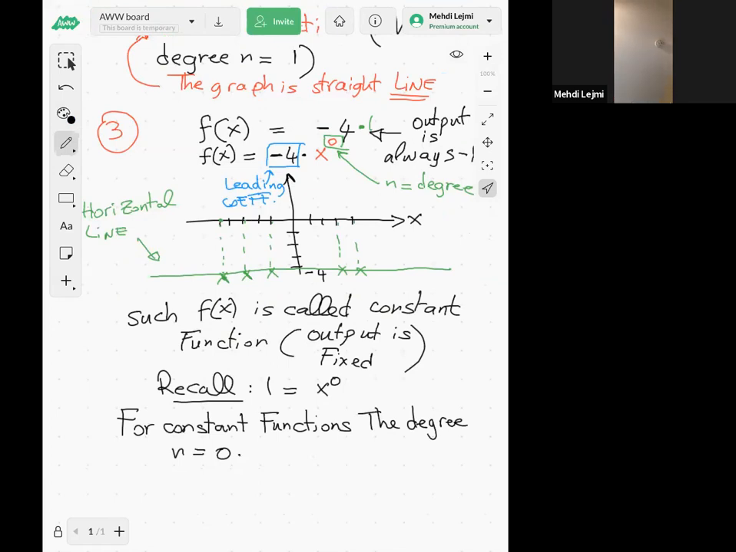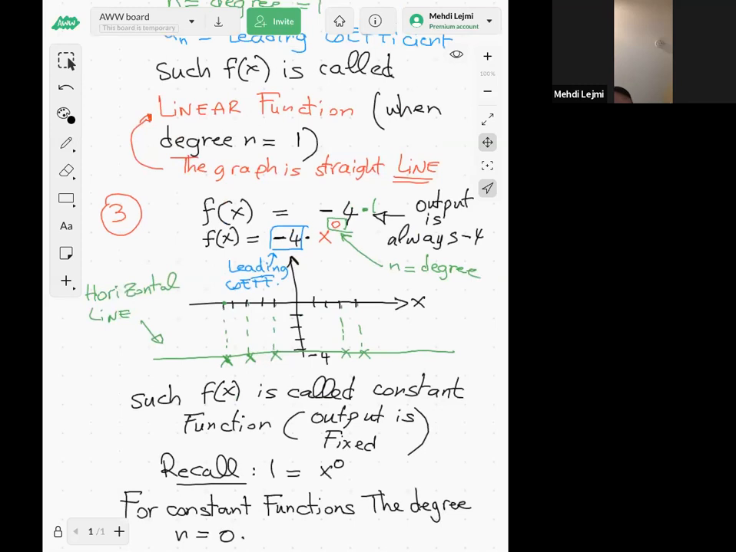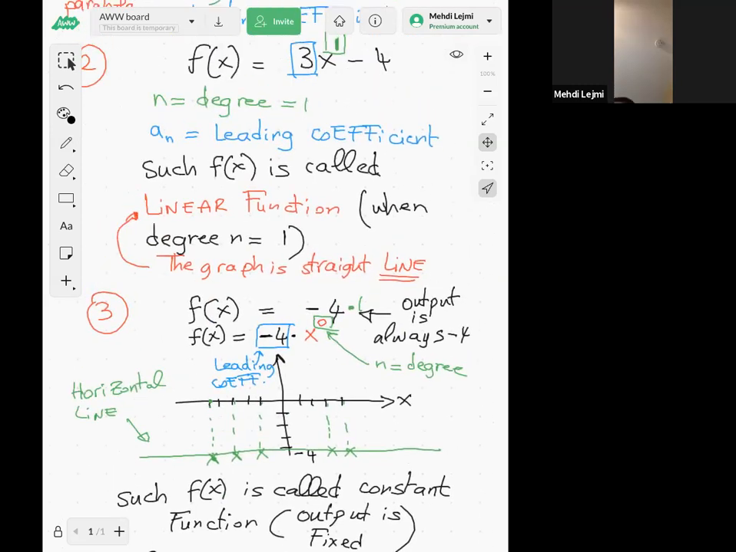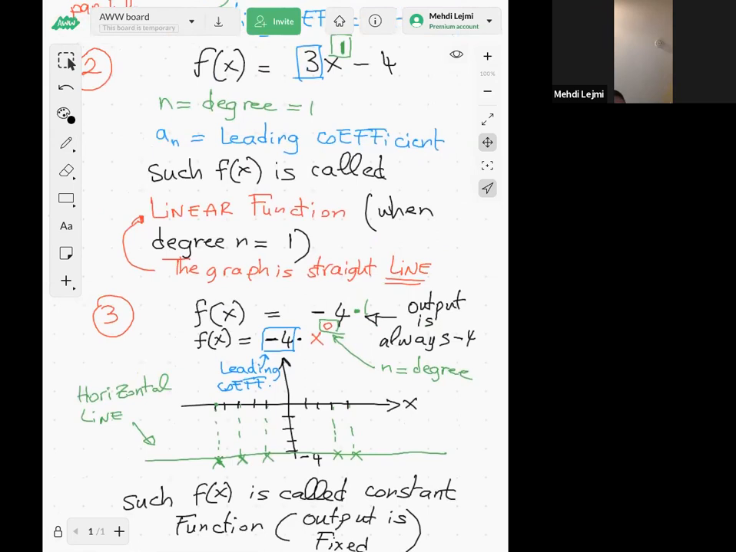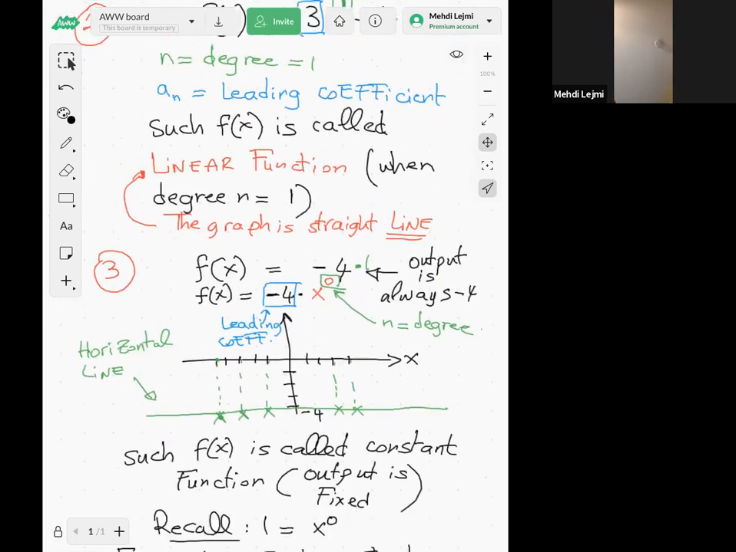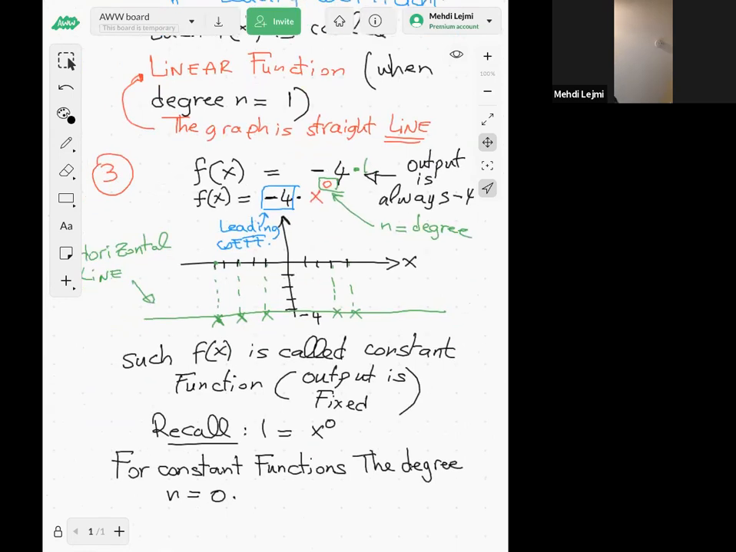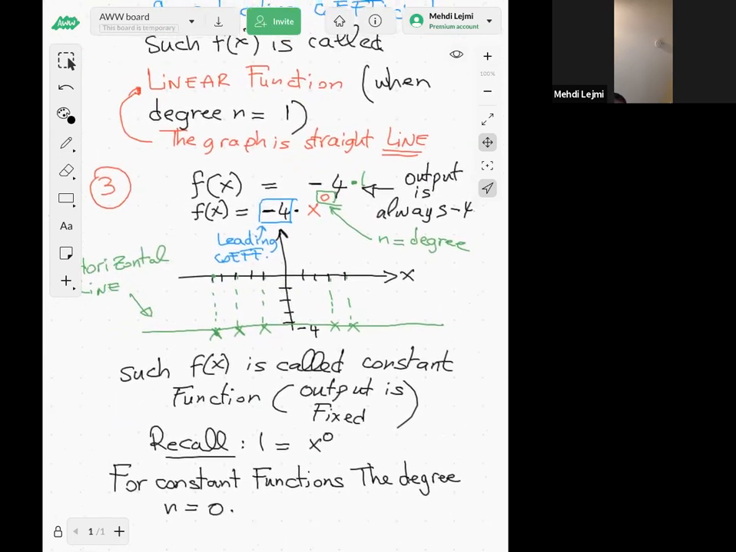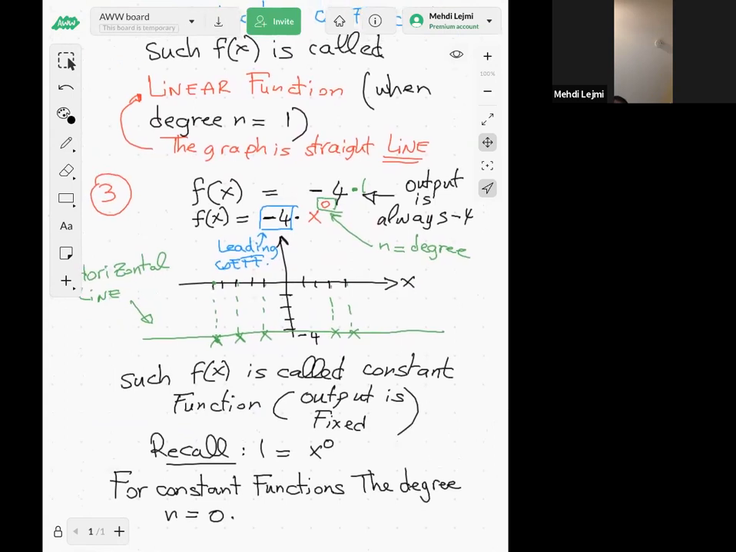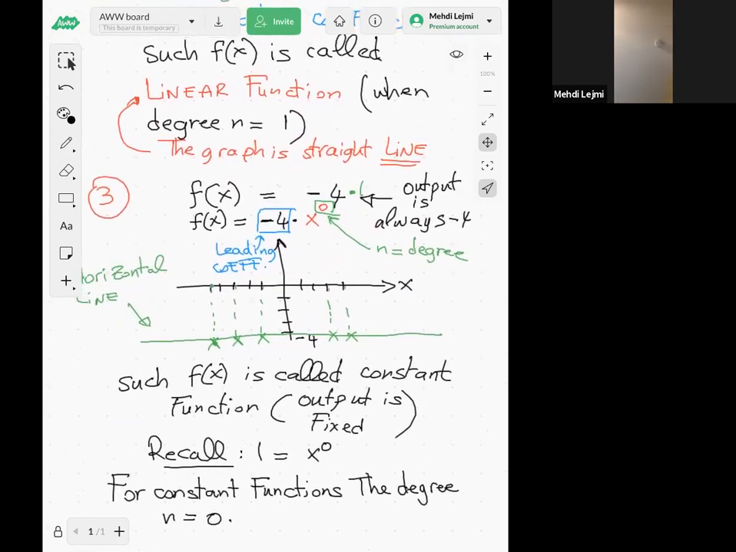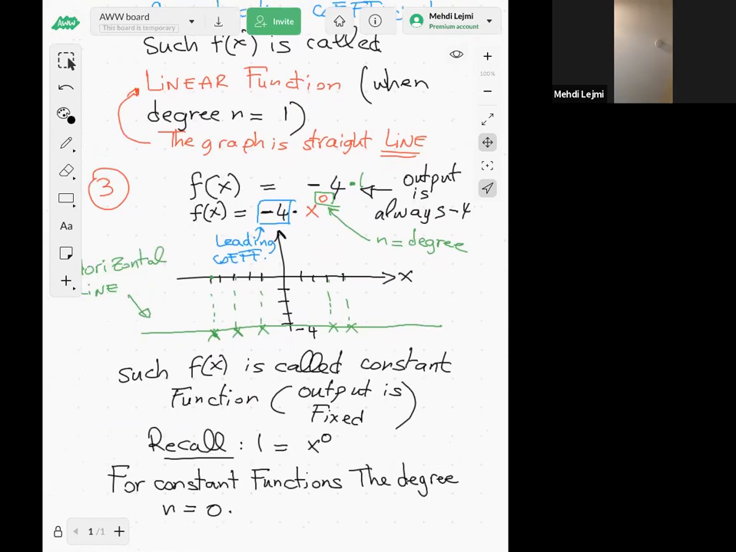Okay, and again, we know how to graph parabolas. I mean, we know how to graph quadratic functions. When you have a constant, then that would be just a horizontal line. And if you have a linear function, which means that the degree n is 1, then the graph would be just a straight line. But anyway, today we're gonna learn how to graph polynomials in general, right? So first thing we're gonna do is study the behavior at infinity of polynomial functions.